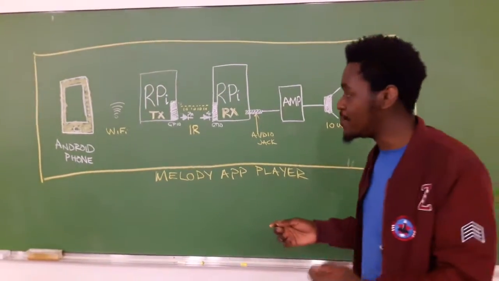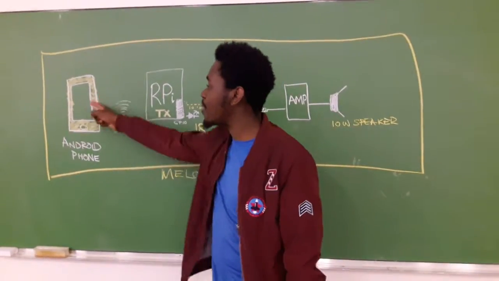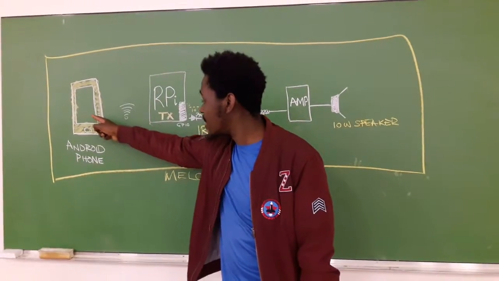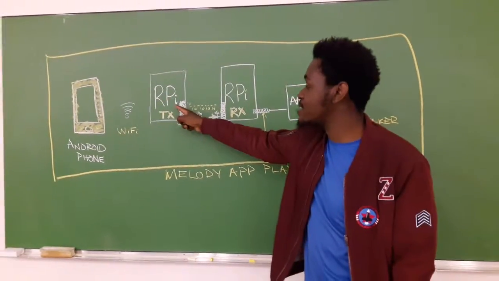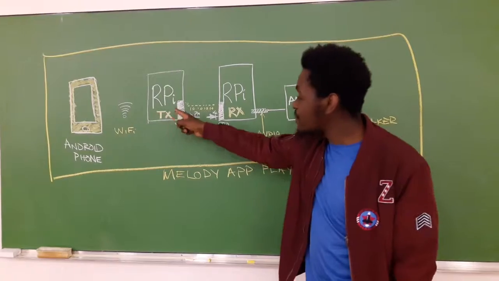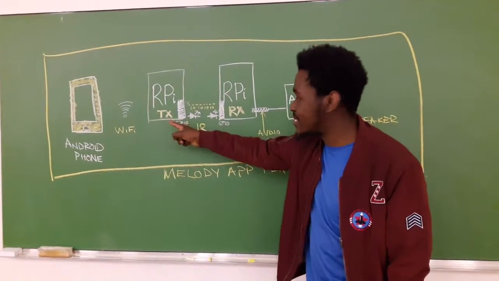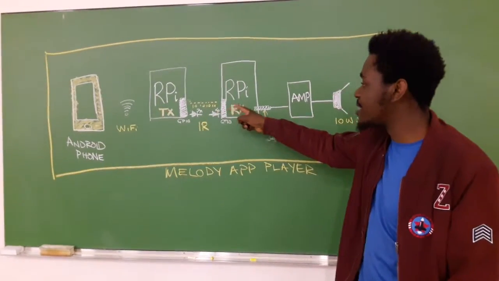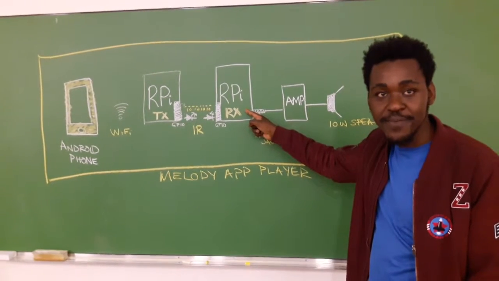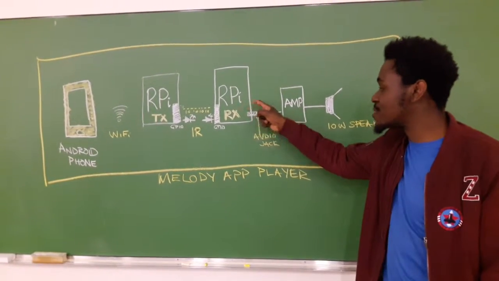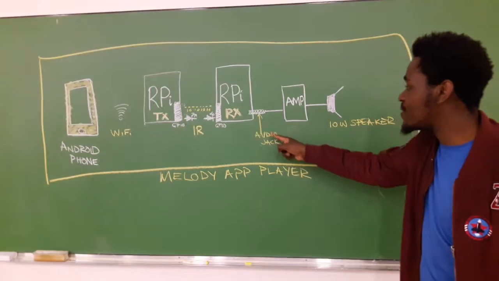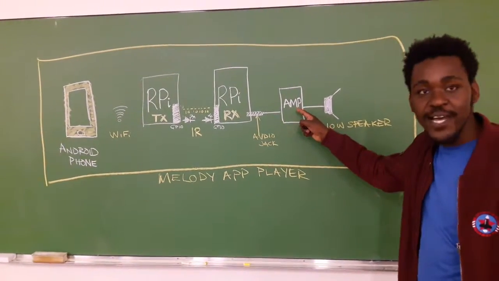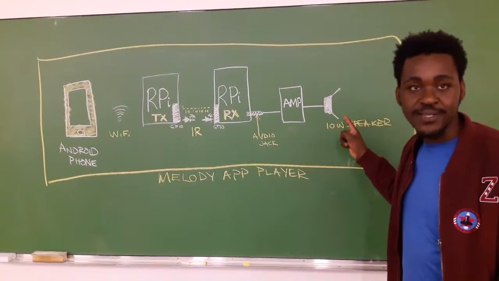So the user requirements are the user should be able to play a note from the Android app. It's transmitted via Wi-Fi to the first Raspberry Pi. The first Raspberry Pi encodes that data, transmitted via infrared to the receiving Raspberry Pi. Then once it's received by the second Raspberry Pi, it's played via the audio jack to an amplifier and through to the loudspeaker.